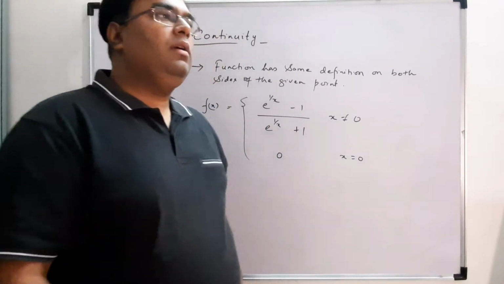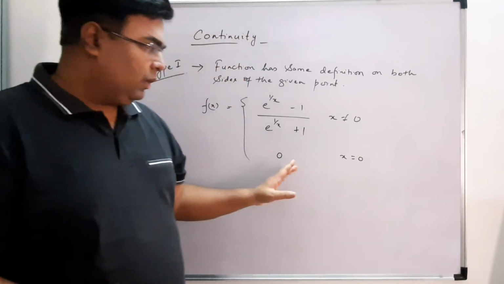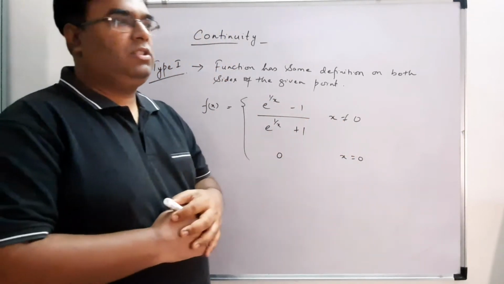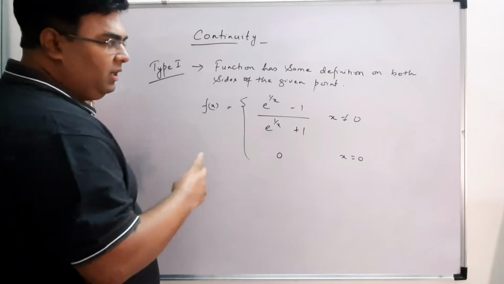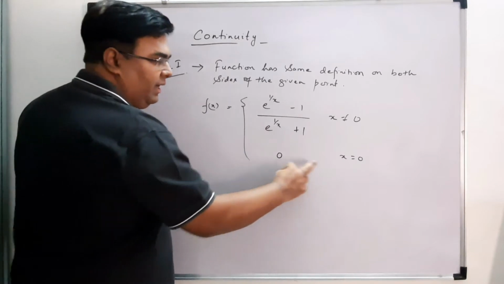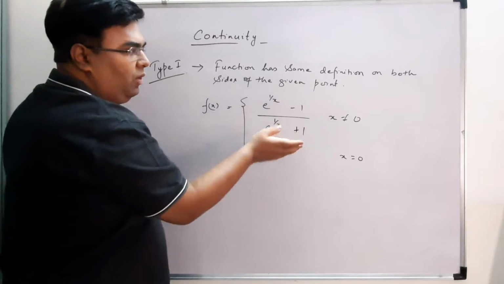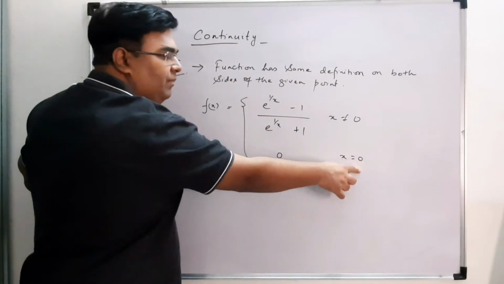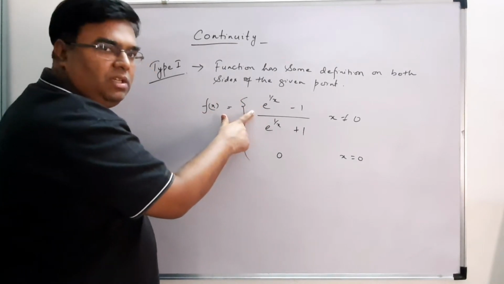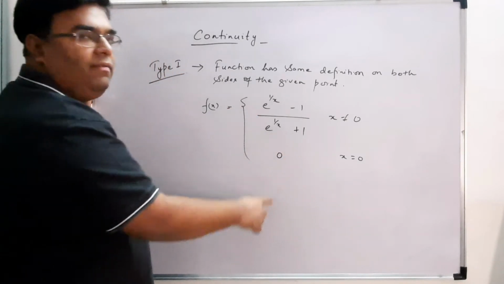It is given here, and we also know that when x is equal to 0, the function is 0, but when x is not equal to 0, it is defined by this function. So these types of functions where we get two definitions, one when x is not equal to 0 and one when x is equal to 0, we call a function which has the same definition on both sides of the given point. The given point is 0, and on the left hand side this is the definition. On the right hand side, this is also the definition, but at x equal to 0 we have 0.